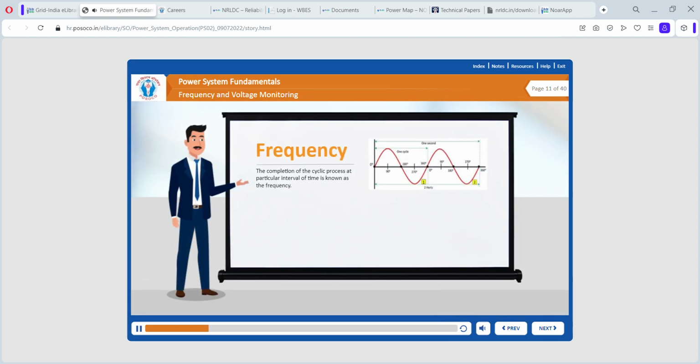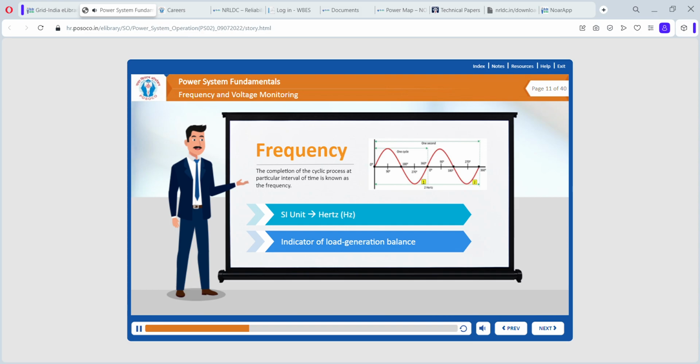Frequency refers to the number of times the current switches between positive and negative in 1 second. The unit of frequency is Hertz. For example, if a current changes between positive and negative 60 times a second, we say that it has a frequency of 60 Hz. Frequency is the indicator of load generation balance in the grid.